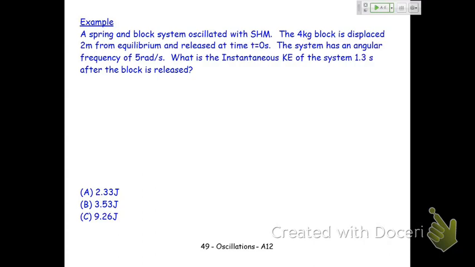Spring and block system oscillates with simple harmonic motion. A 4 kilogram block is displaced. So I'll do this one. Let's have a look. Oh, I'm sorry, wrong diagram. It's no big deal.